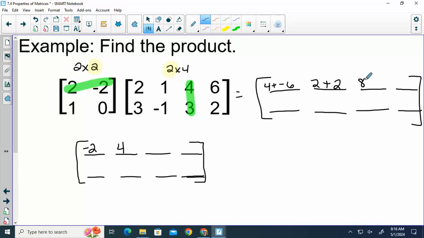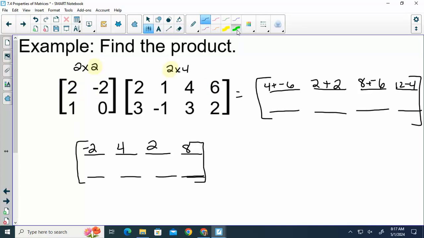2 times 4 is 8, negative 2 times 3 is negative 6. Add those together and we get 2. Row 1, column 4. 2 times 6 is 12, negative 2 times 2 is negative 4, 12 minus 4 is 8. So the first row is done.